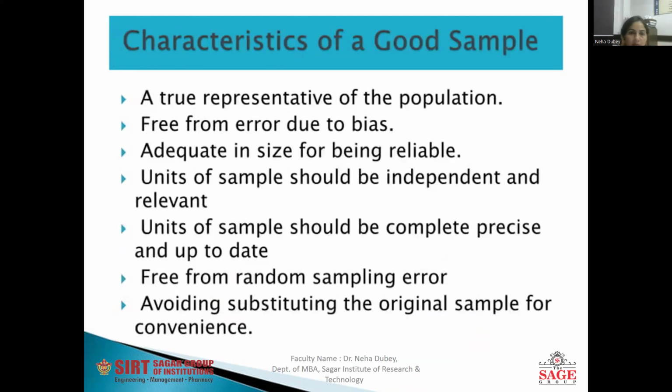Now, there are certain characteristics. The sample should be a true representative of the population, free from error due to bias, and adequate in size to be reliable. When we select the sample, it should be reliable, or it should be a certain percentage of the population.